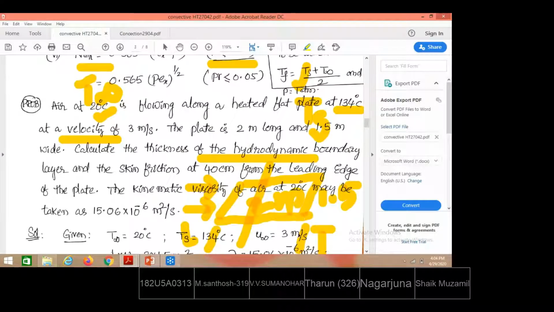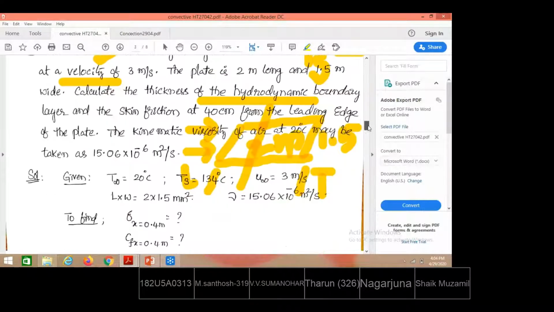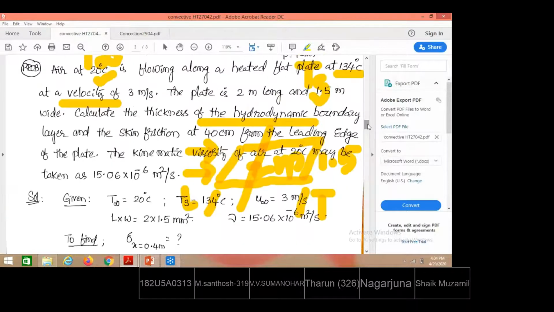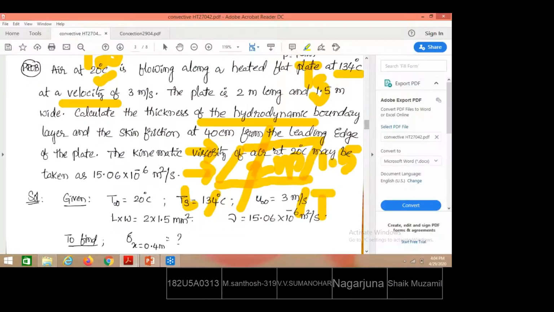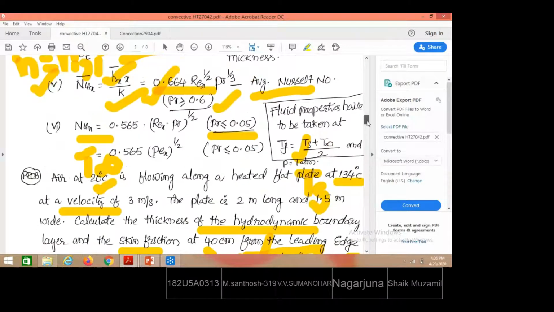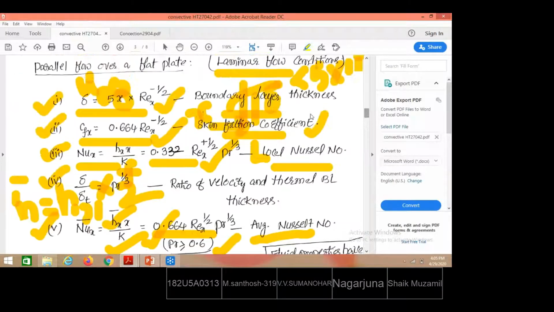So here you need to calculate the boundary layer thickness at a distance of 40 centimeters from the leading edge. Also they have asked you to calculate the skin friction coefficient, or coefficient of friction, which we have seen as CFX. That is what they are asking, at the position of x.